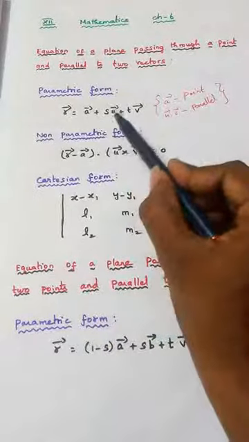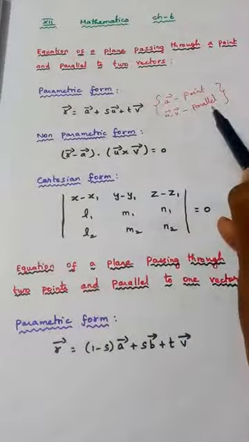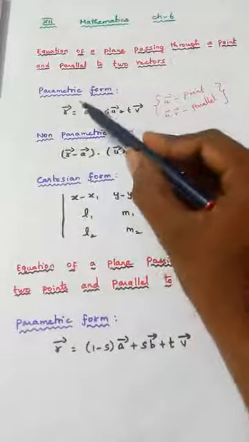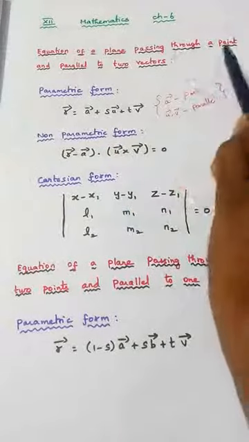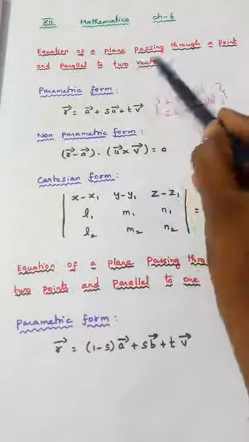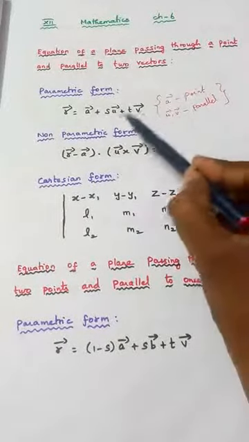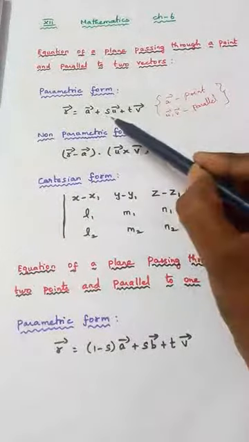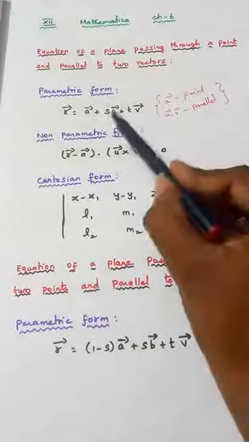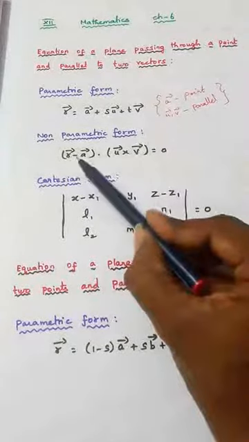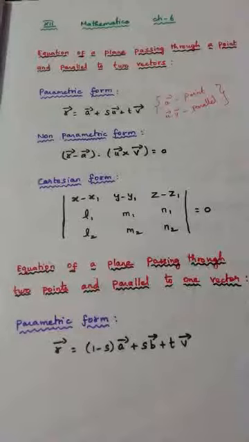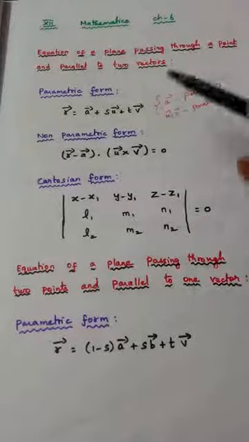This is a point. u and v are nothing but parallel vectors. s and t are constants. So this is the vector equation of a plane in parametric form. What is the heading? The plane should pass through a point and it should be parallel to two vectors. What is a vector? Point. What are u and v? Parallel vectors. So r vector is equal to a vector plus s u vector plus t v vector is the parametric form. Non-parametric form means these constants will not come. So (r minus a) dot (u cross v) equal to 0. This is called the non-parametric form for this heading.